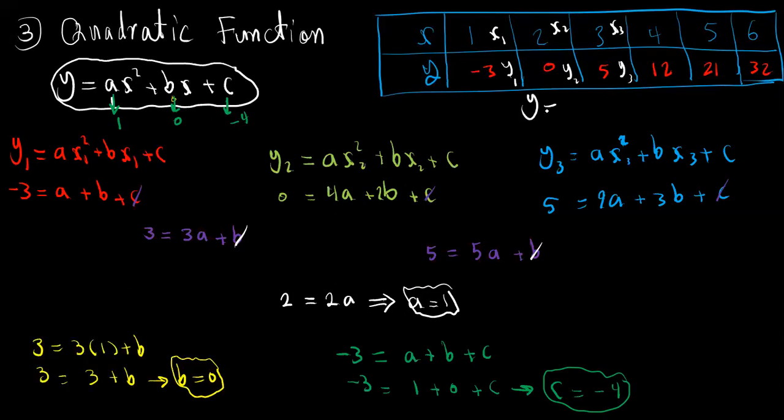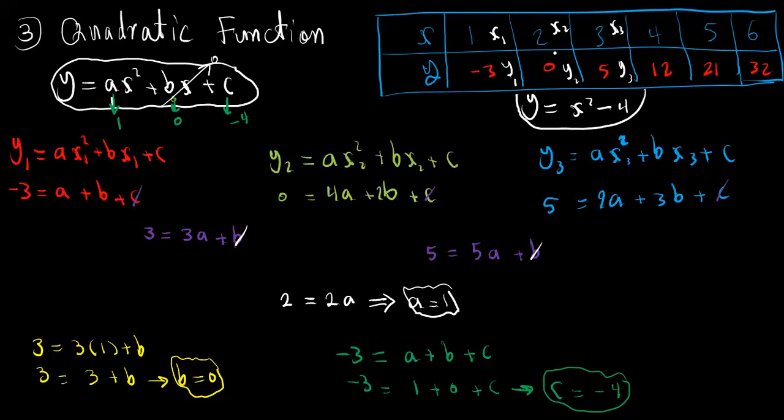Y equals, a is 1, so x squared, 1x squared. b is 0, so this is 0. 0 multiplied by x will be 0, so I will not write the term of x. What is c? c is -4. Yes, so this is the equation for this table.